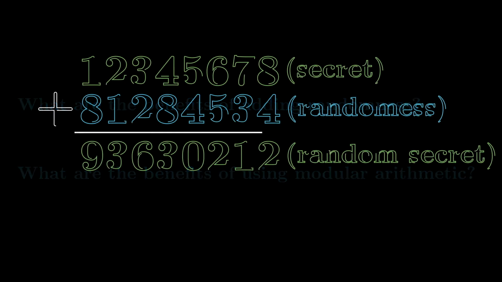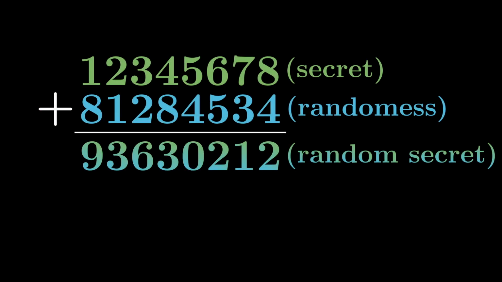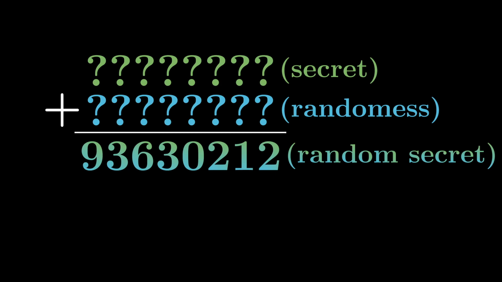Let's use regular arithmetic to add randomness to our secret. We'll take our 8-digit secret and a random number and add them to generate a random secret. Suppose that we have the random secret and we need to find out the secret number. What we have here is a very simple equation.